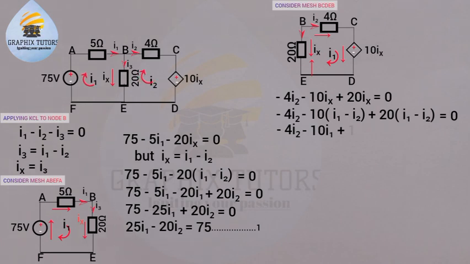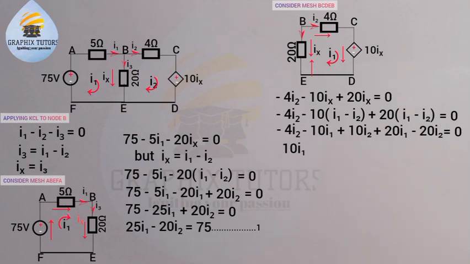Now if we move forward by expanding this, I'll be having minus 4I2, minus 10 times I1 will give you minus 10I1, minus 10 times minus I2 gives you plus 10I2, plus 20 times I1 will give you 20I1, 20 times minus I2 gives you minus 20I2 equals 0. Now with what we have here, we will take like terms. We discover that minus 10I1 plus 20I1 will give you 10I1. And also we have minus 4I2 plus 10I2 minus 20I2 gives you minus 14I2 equals 0. I'm going to term that my equation 2.